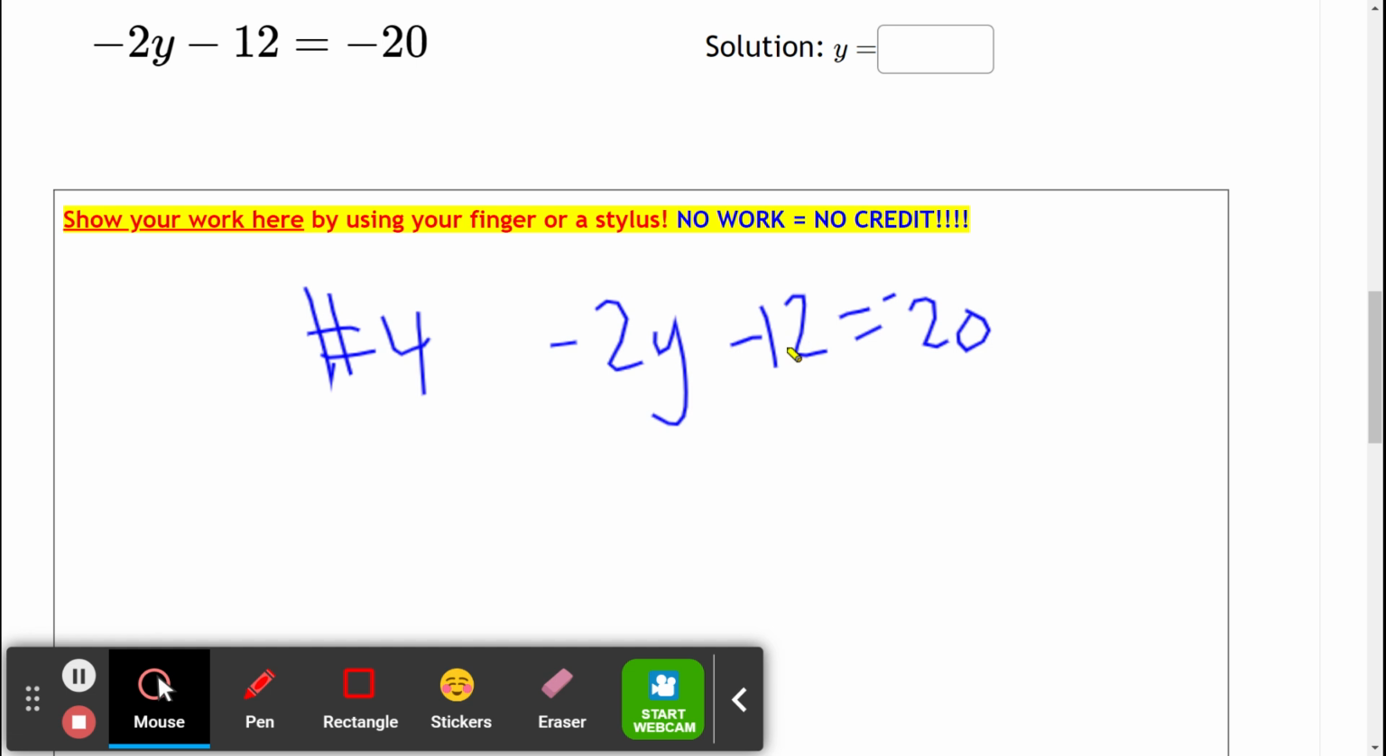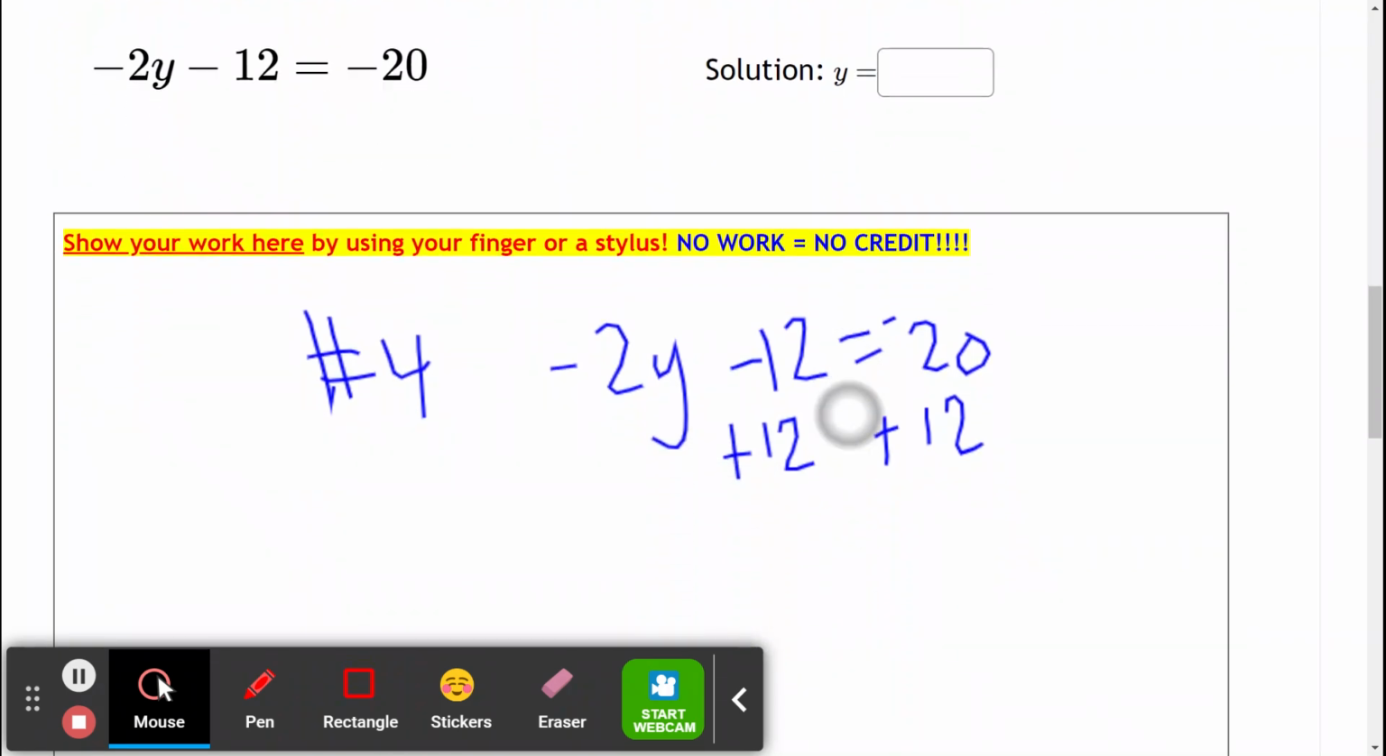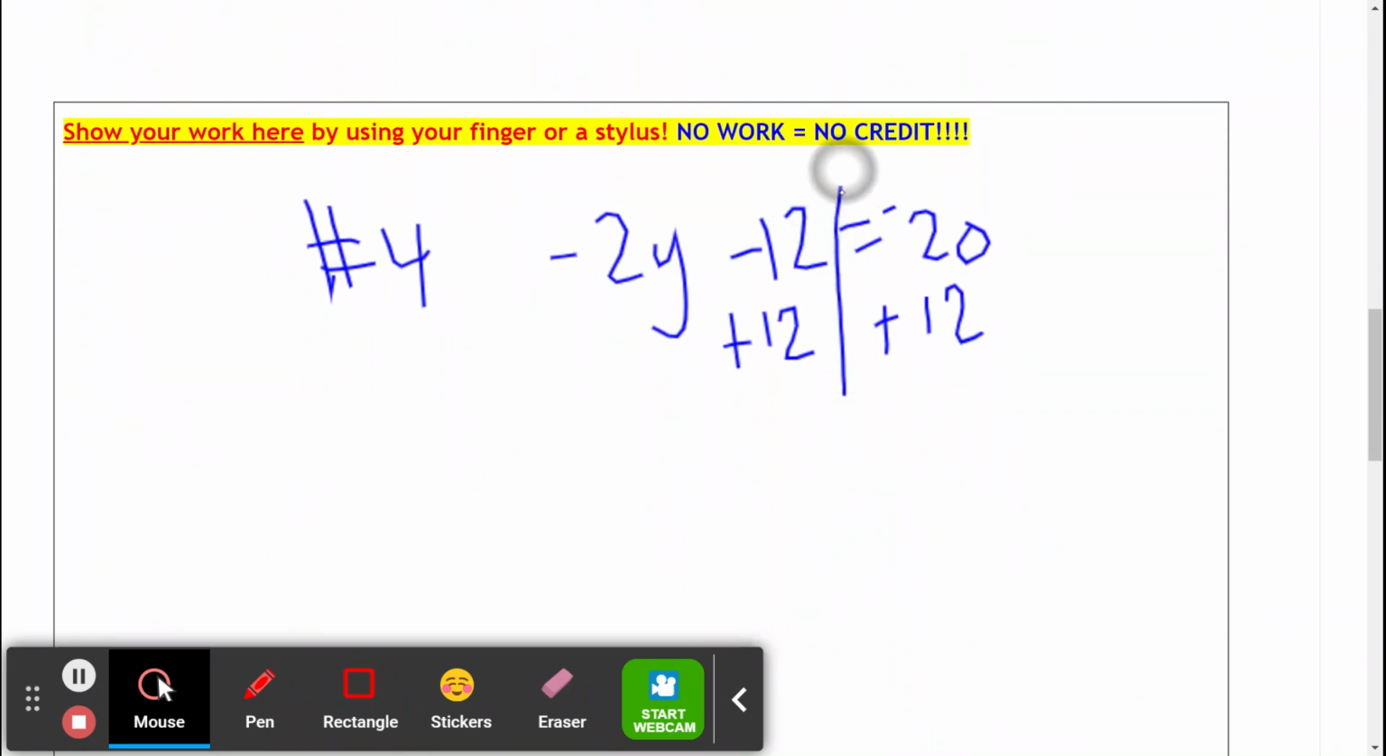Again, we get rid of the constants first. So we have to add 12 because that's the opposite of subtracting 12. Add 12 to both sides. And what we're left with is negative 2y is equal to negative 20 plus 12, which is negative 8.